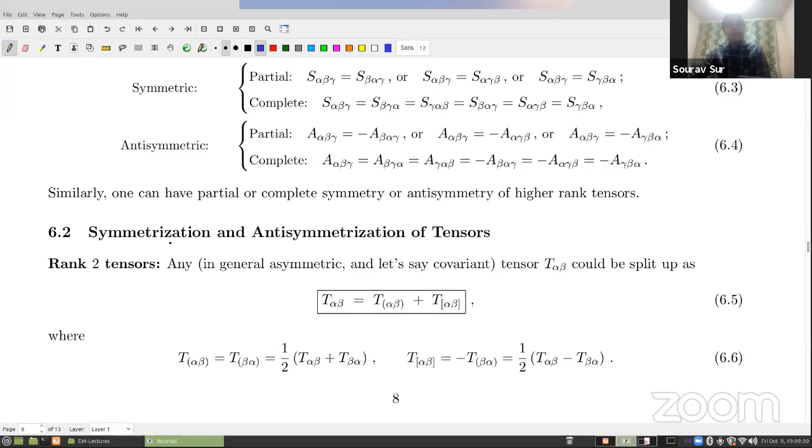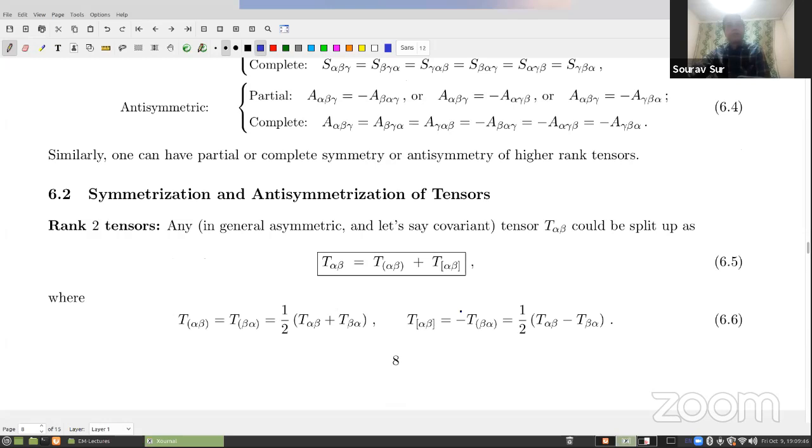The second thing that comes is, given some tensor, we don't know whether it is symmetric or antisymmetric. A rank 2 tensor is given to you. You can always split that into a symmetric part and an antisymmetric part. You can construct a symmetric tensor out of this tensor in this way. This is by construction symmetric. If you interchange beta and alpha, the thing will remain the same. And here, this is by construction antisymmetric.